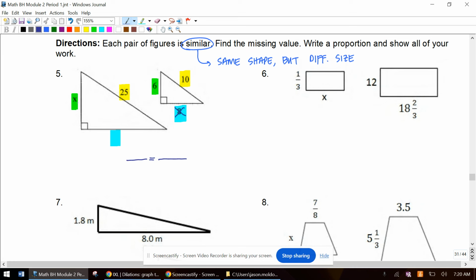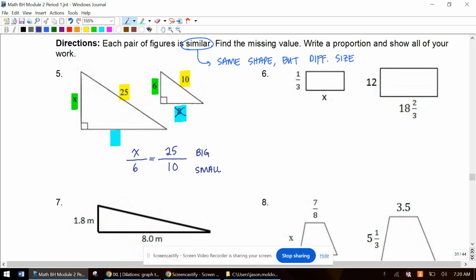And however I decide to move through this figure, I need to then be consistent in my proportion. So for example, if I decide to do big over small, I need to stick with that. Otherwise, I'm going to get a proportion that is not going to work. So big meaning like starting with X, that's the big side, which corresponds or matches with 6, which is the small side. And big is 25, which goes with 10 in the small figure.